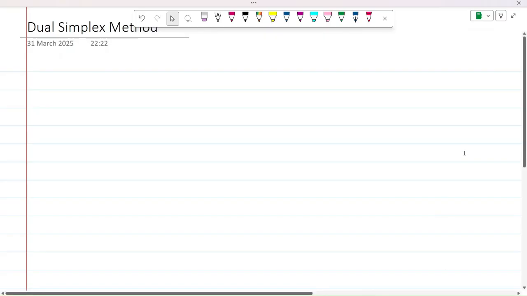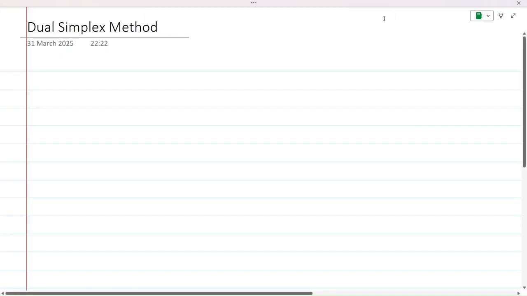Hello students, this video is going to concentrate on the last method of module number 5, that is the dual simplex method. Okay, so the name of the method is dual simplex method. Let's understand what we mean by the dual simplex method.